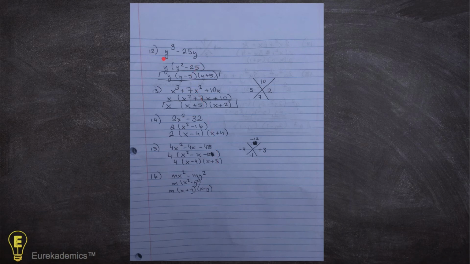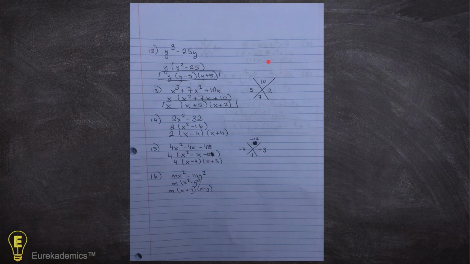So here we have a binomial, and first things first, what can we factor out? That's a y. What's left is a difference of squares. Eureka! We're pretty comfortable with that now. That's y times y minus 5 and y plus 5. Don't forget your coefficient that you factored out in the beginning. Number 13 is a straightforward x method problem.